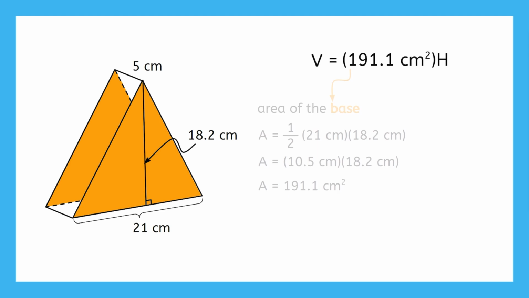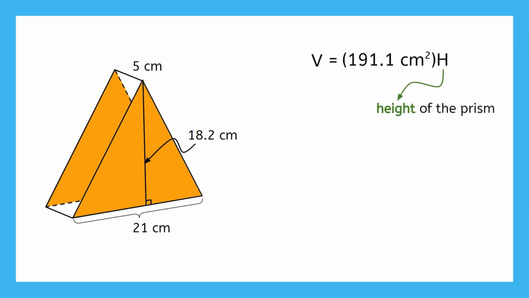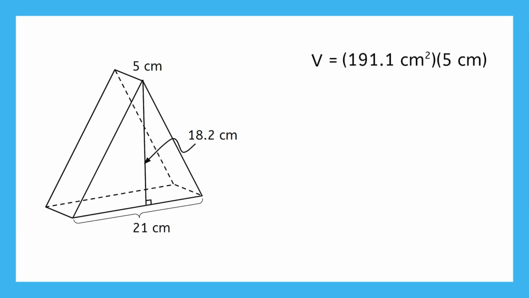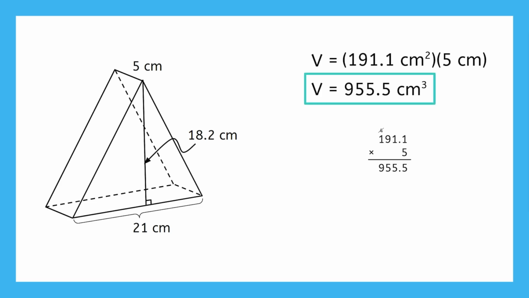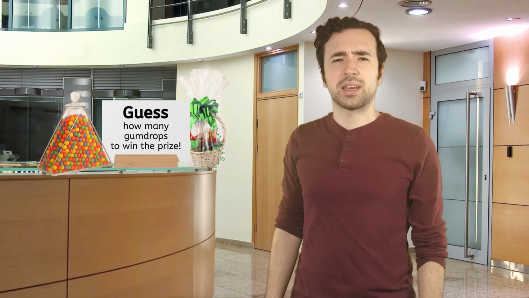We still need big H though. What's the height of this prism? The height is 5 centimeters since the 2 bases are 5 centimeters apart. Let's finish up by multiplying big B times big H. The volume of this prism is 955.5 cubic centimeters.